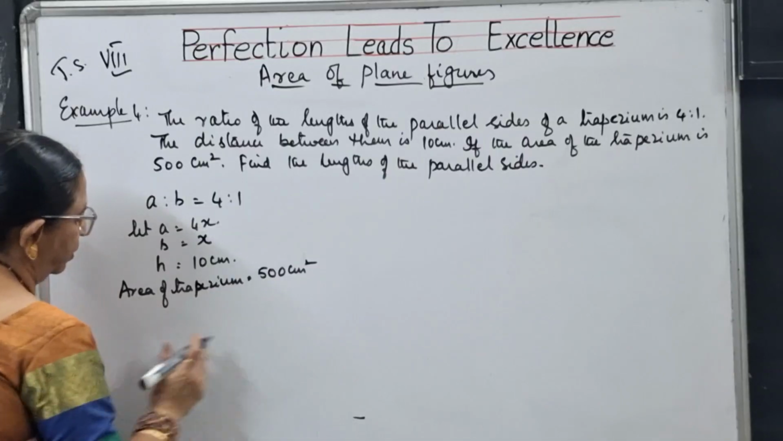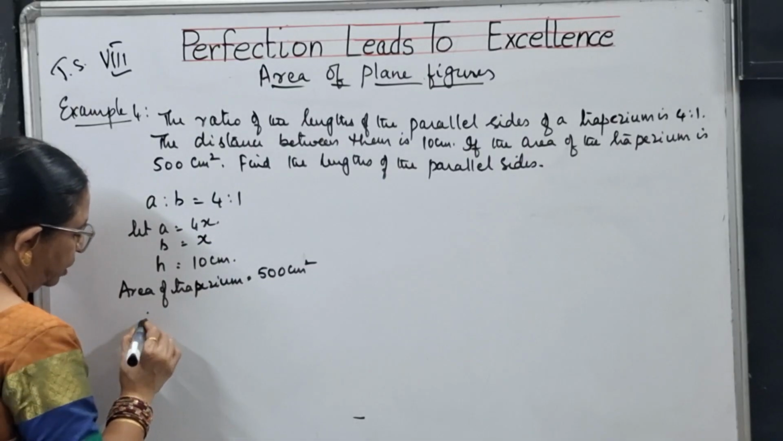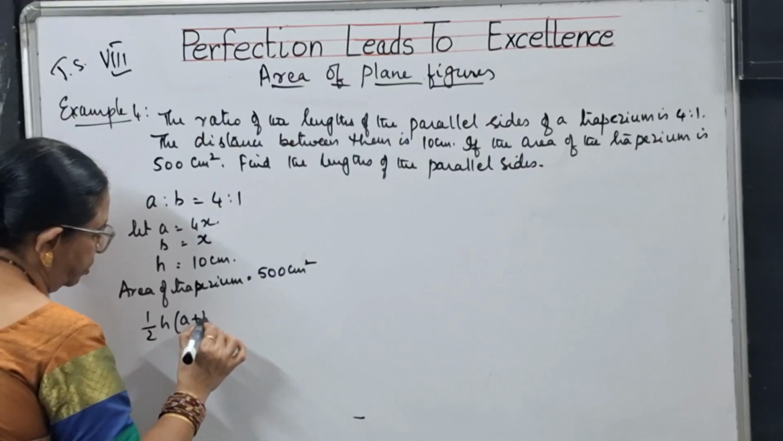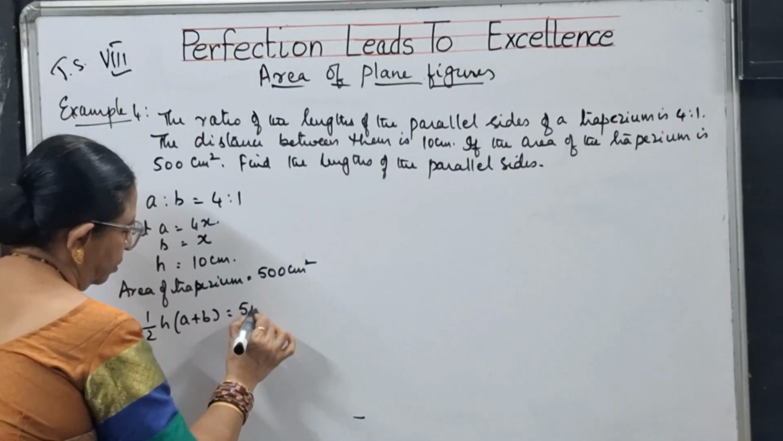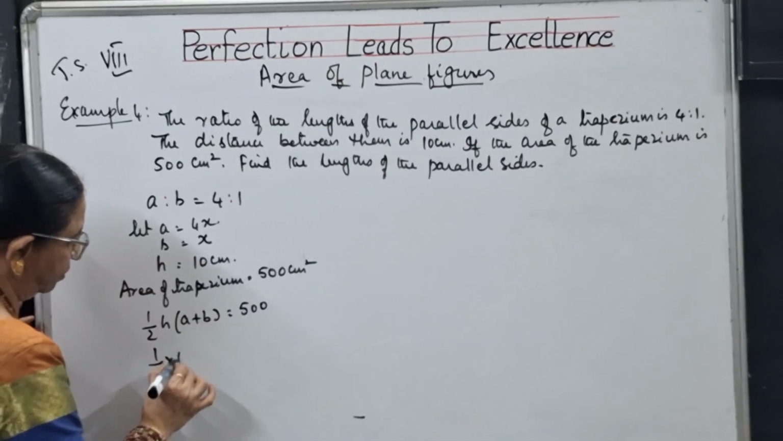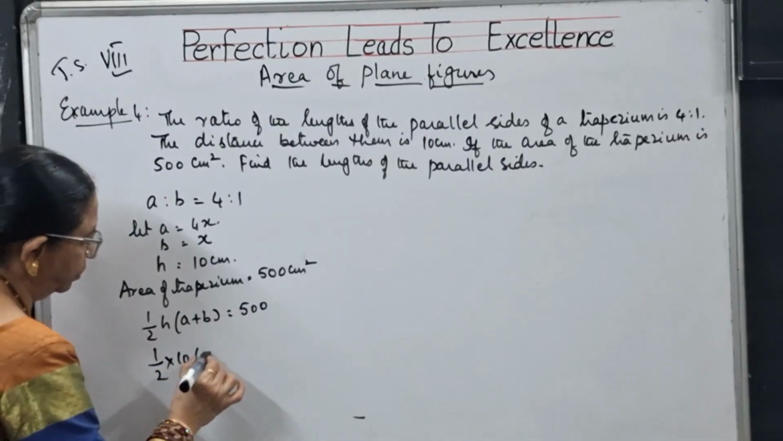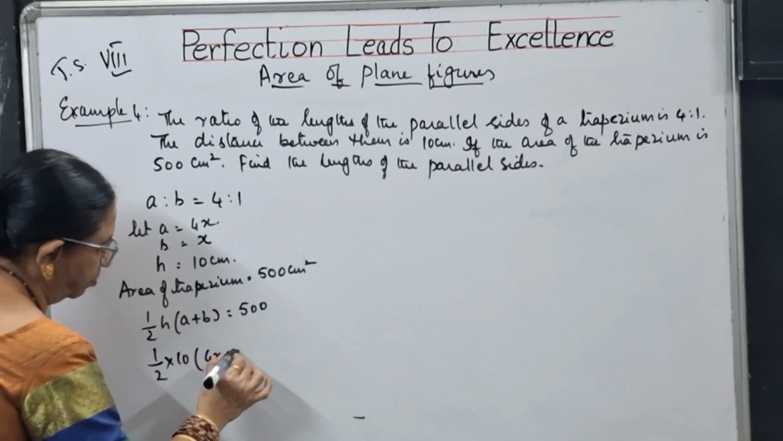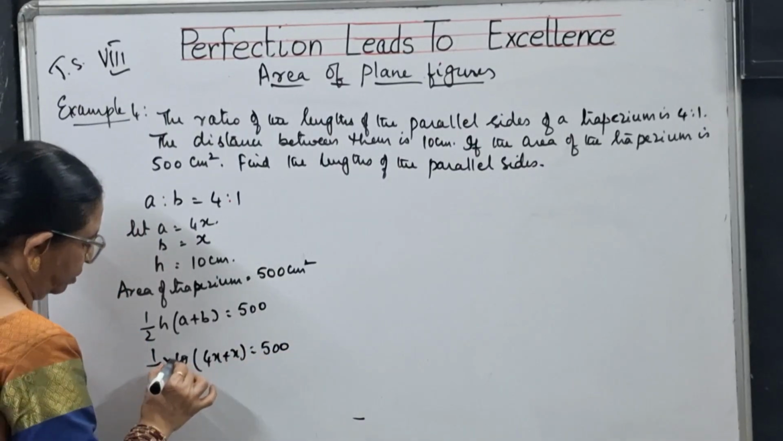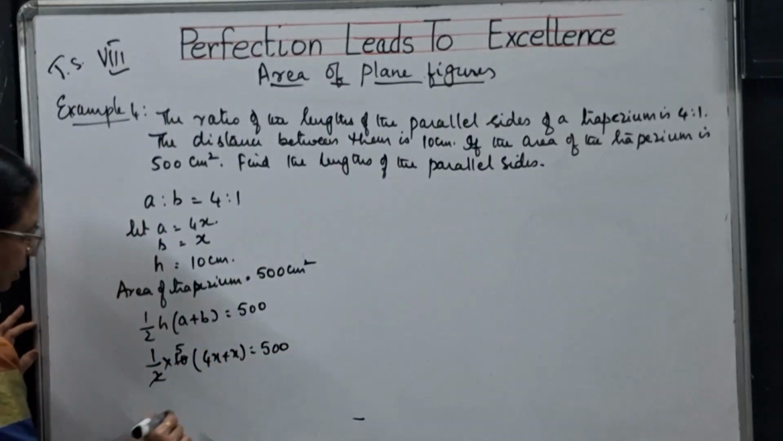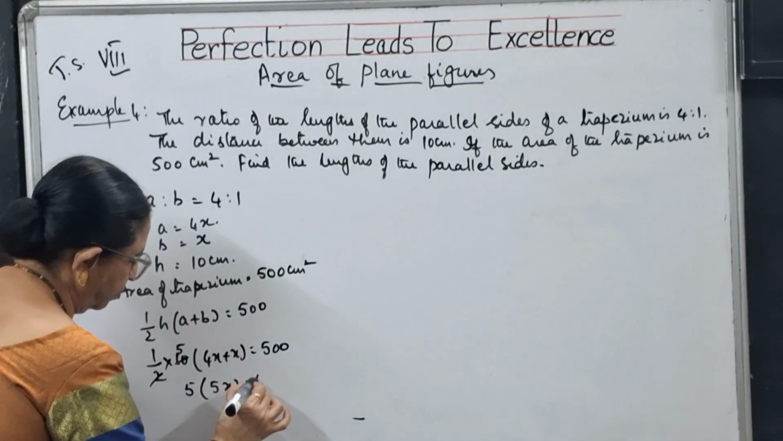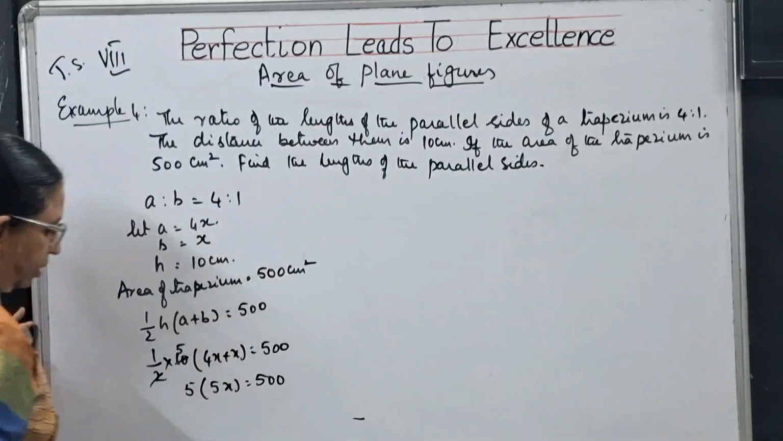Area of trapezium 500 means we know that it is half h into a plus b is equal to 500. That is half into h is 10 into a is 4x plus b is x is equal to 500. So 2 ones are 2, 5 twos are 10... that is 5 into 5x is equal to 500.